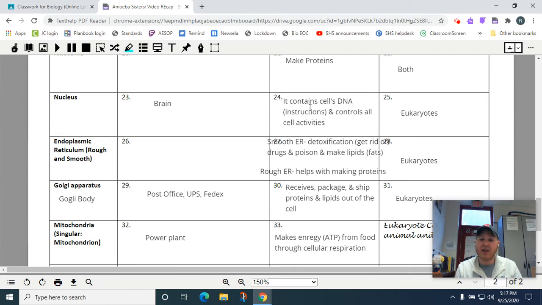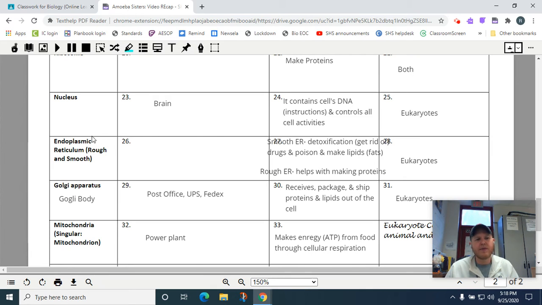It contains the genetic material, and it controls all activities of the cell, kind of like your brain. Your brain tells your body what to do, and it has all your information up here. It has all your memories, all the stuff that you learned. It has all that stuff up there, kind of like your brain. So this is in eukaryotes, remember we said pro, no, do. So eukaryotes do have the nucleus. Prokaryotes do not.